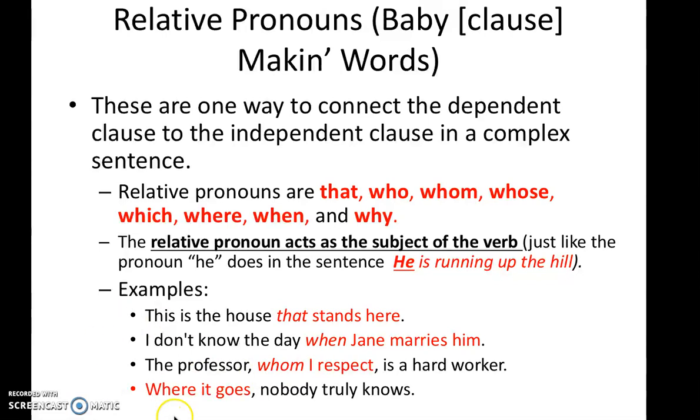Again, you listen to these and you hear that these four ideas are not complete, but they do have a subject and a verb. They do have a verb, and the verb has a subject, and the subject might be Jane, or the subject might actually be the relative pronoun.